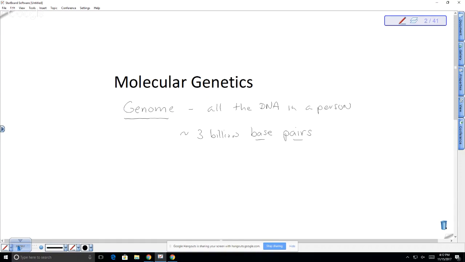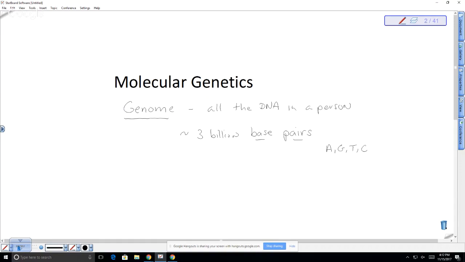The base pairs are given letters, so it'd be A, G, T, C. Those are the letters. So that would be like the genetic code. And it's the sequence in which those are put together that gives us the whole genome. So when we were sequencing the human genome, we were trying to figure out how those letters all went together and how some of the DNA codes for protein and other parts of the DNA do not code for protein. So we have lots of genetic information.